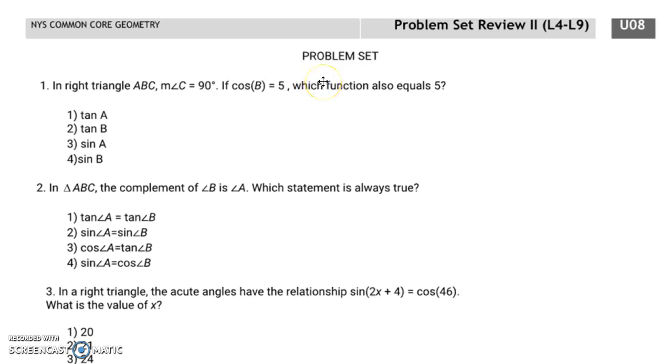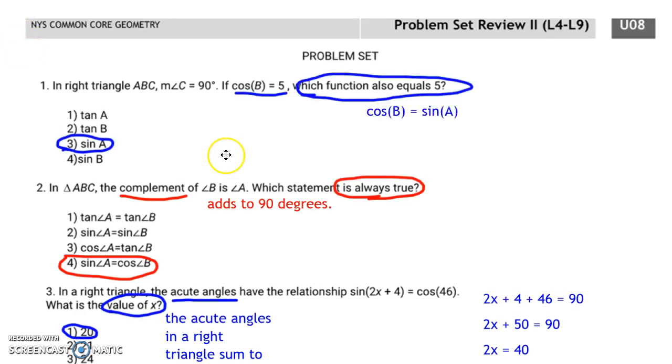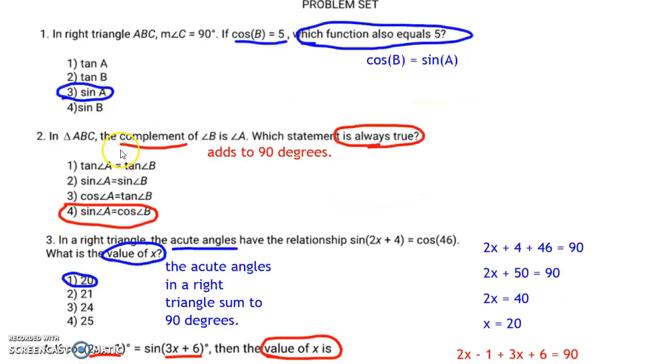Take a look at the lesson 4 problem set, pause the video, try these questions, and then check back to see if you're right. Alright, the first page should have been fairly straightforward. It's using the idea that cosine of b is equal to sine of a in a right triangle. So in this case, we know that cosine of b is equal to 5, sine a is equal to 5.